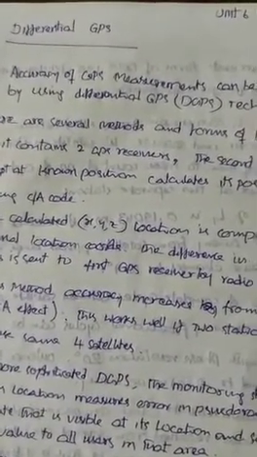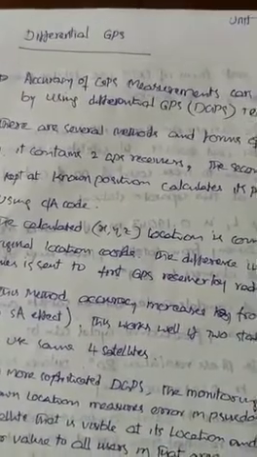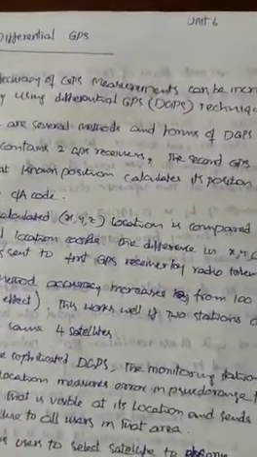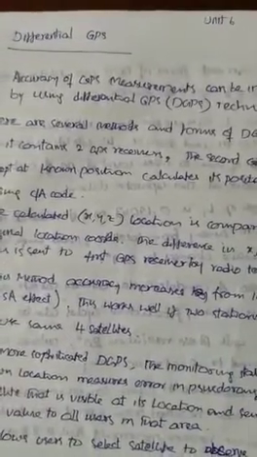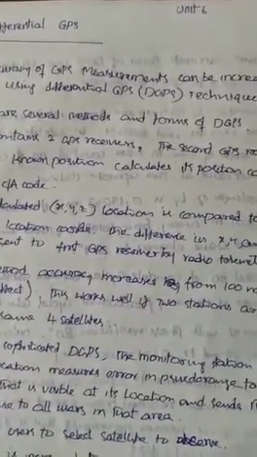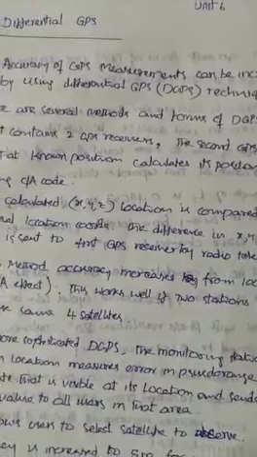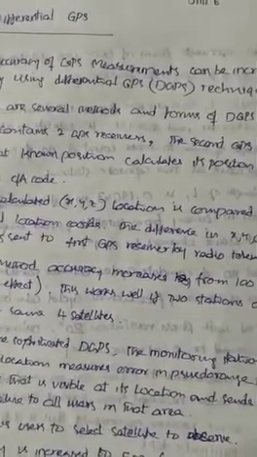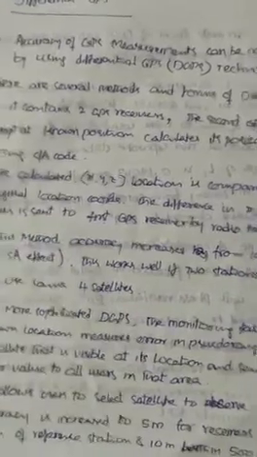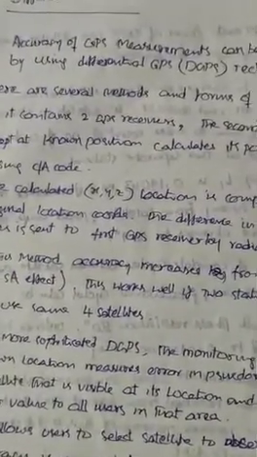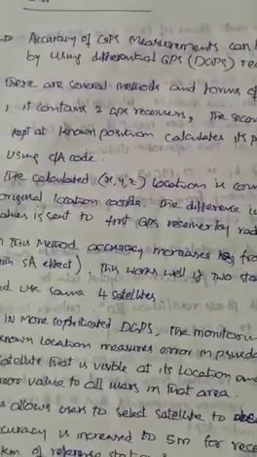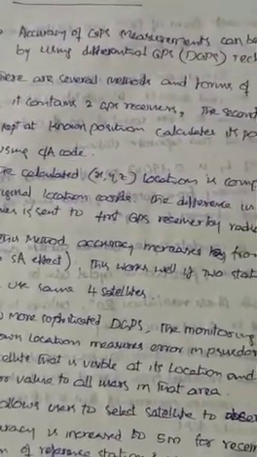We are talking now about the differential GPS, DGPS. The accuracy of the GPS measurements can be further increased by using the principle of the differential GPS technique. It is not a separate instrument, it is only a technique that is used to improve the accuracy of that particular instrument.